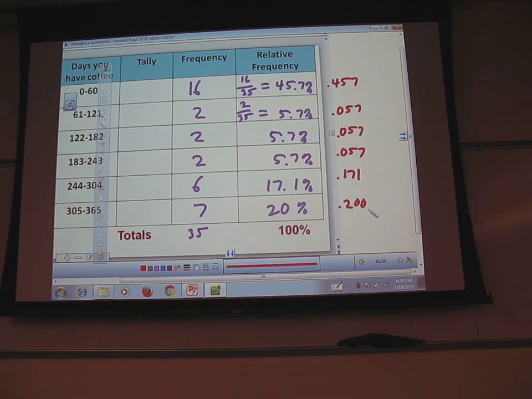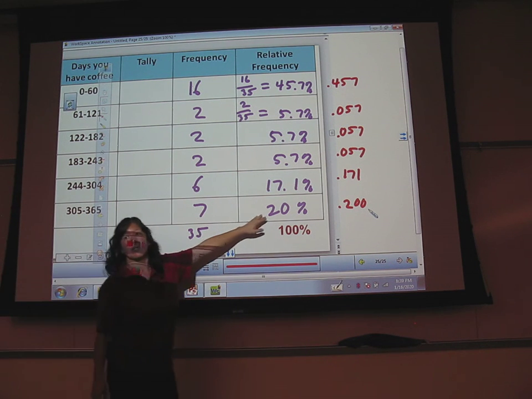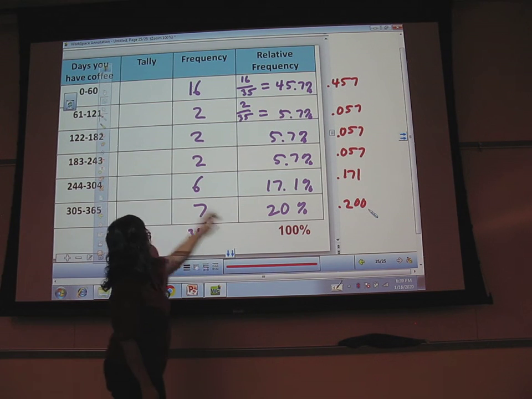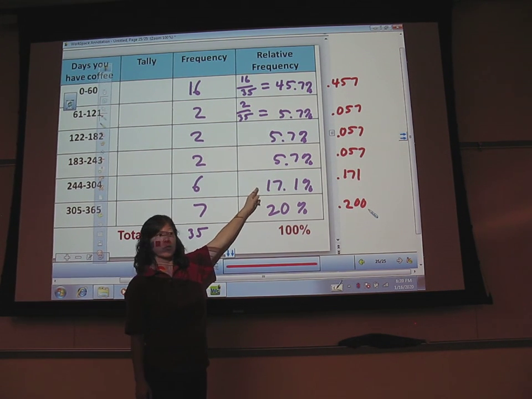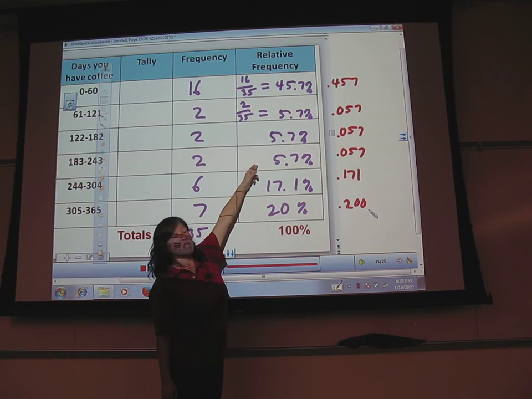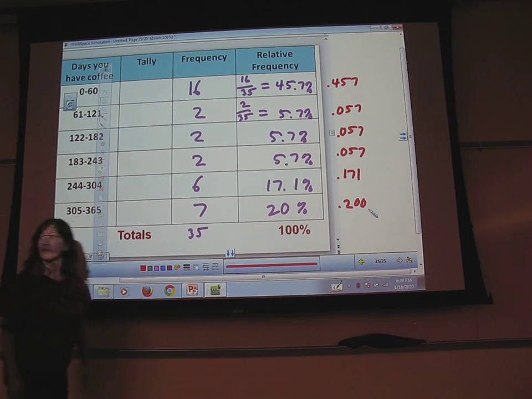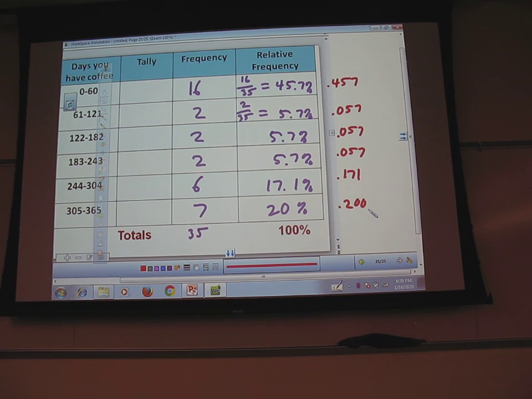Okay. Is everybody all right with the idea of relative frequency? It's the percent of the whole that each category is. So this class here is 20% of the whole. It's 20% of the people are in that group. Here, 17.1% of the people are in this group. Here, 5.7% are in this group. And like I said, it's a lot easier to compare different samples using percents than it is using actual numbers, because they might be different sample sizes.